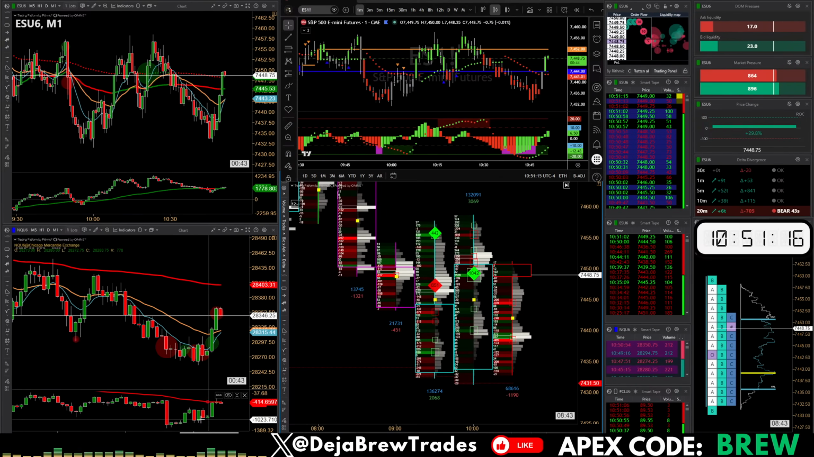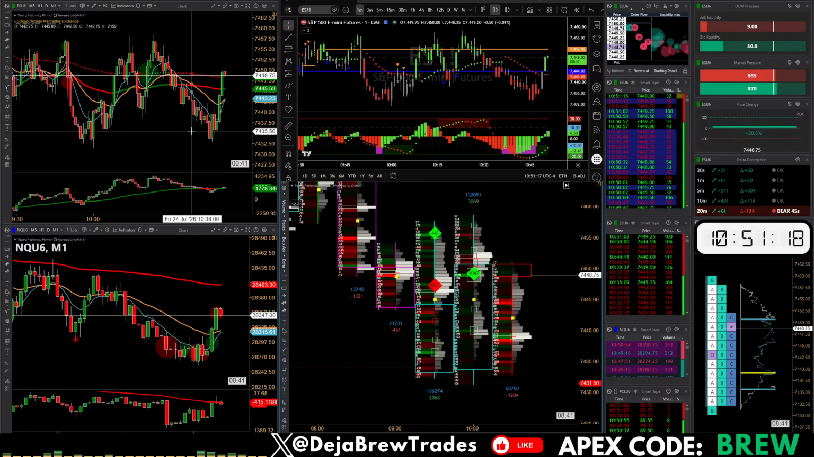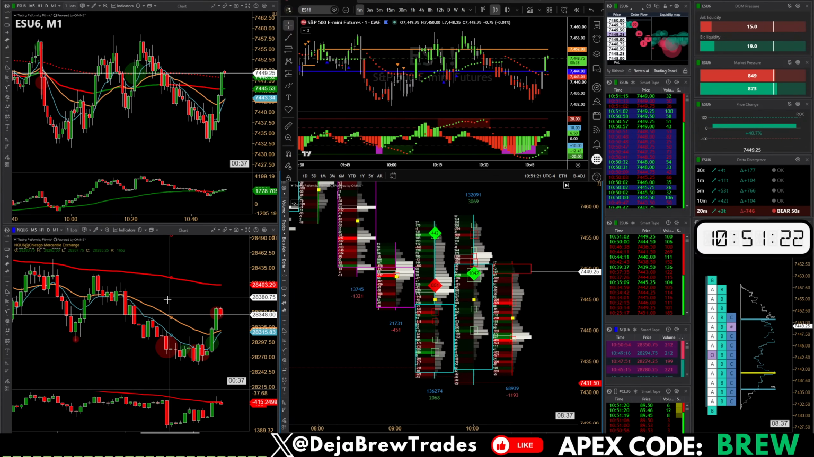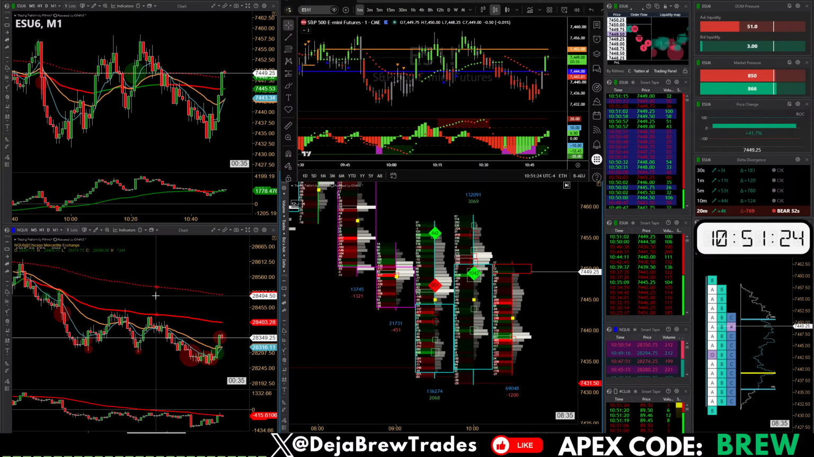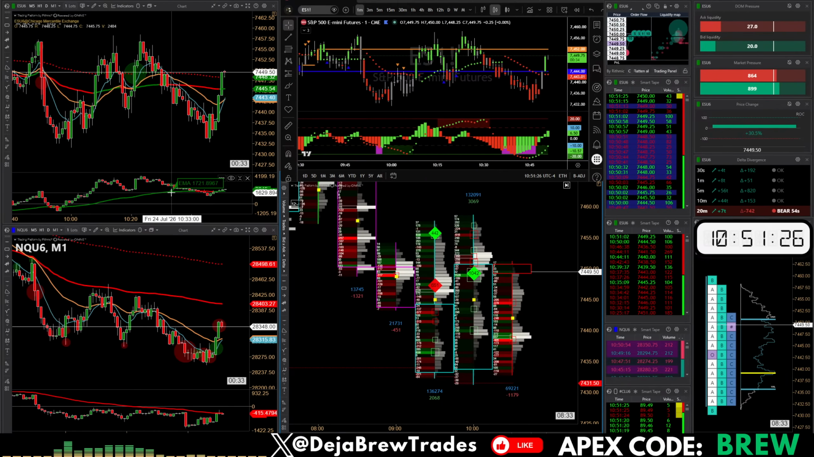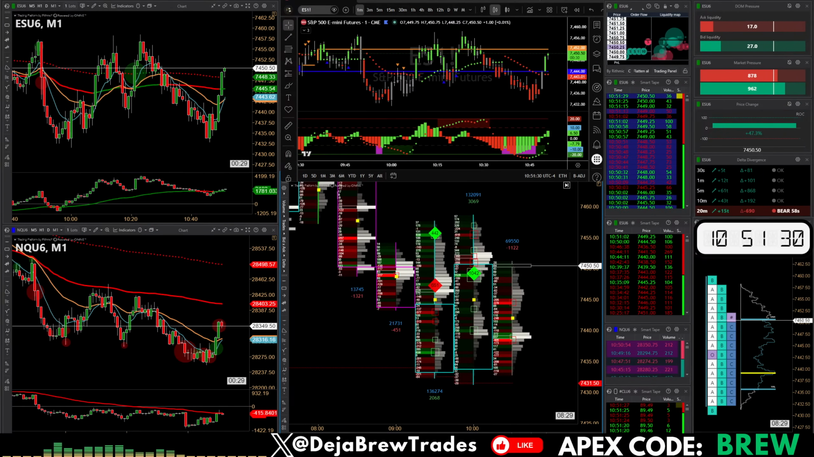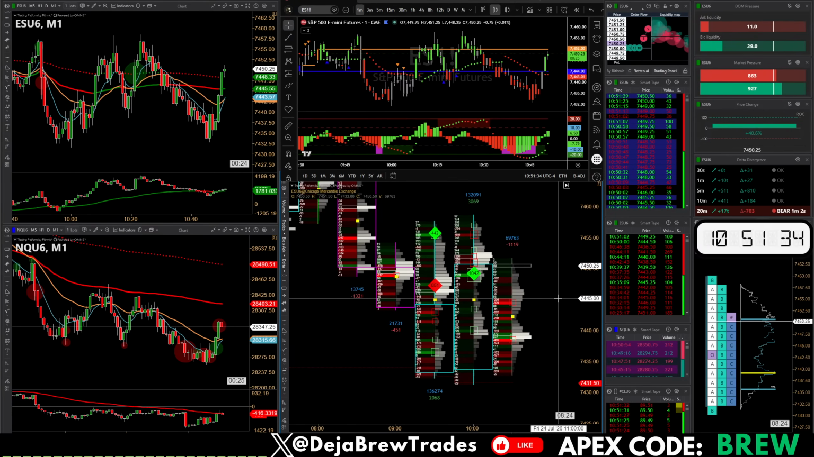Yes, these are CVDs, cumulative volume deltas. The line that is on that is a 60 EMA because these are 1 minute charts. That is a 1 hour trend. So it's showing you what the 1 hour trend of delta is.